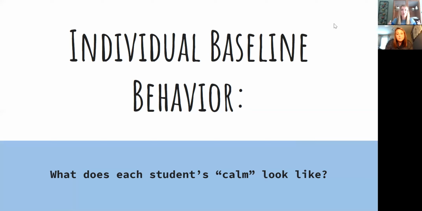Yes, in general, do we want them to be in that calm state where they can think logically, make connections with other people and be rational? Absolutely. But sometimes that baseline behavior does not look the same depending on the student. So it really is about relationships and knowing our students and knowing ourselves and what our baselines are, so we can recognize that within ourselves as well.